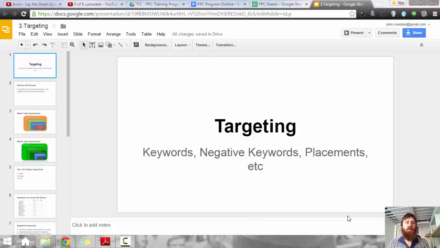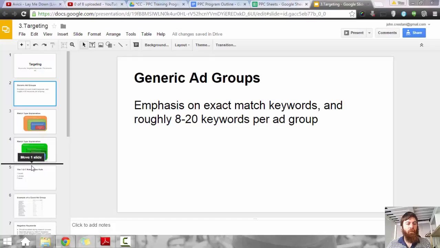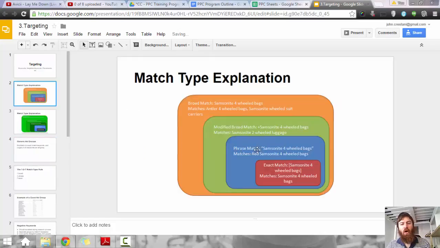After this, we'll talk about ad copy, and we'll talk about defining what your landing pages are. And finally, we'll go over optimization, and that will give you all the pieces of the puzzle to make a successful AdWords campaign. So without further ado, I'm going to just talk real quickly about match types.